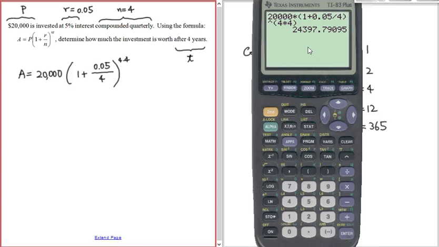Now, remember, this is a money problem, so we should round it to 2 decimal places. So we will need to look at the third decimal place and see if we need to round up or not. We have a 0, so we don't need to round up. So the answer will be $24,397.79. Of course, give the dollar sign in front and a comma.